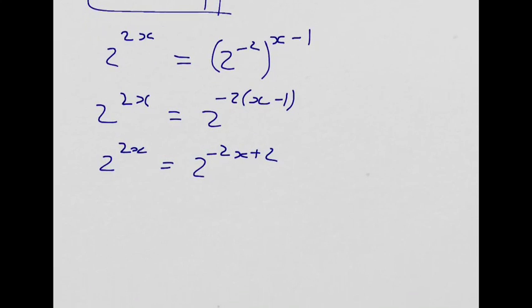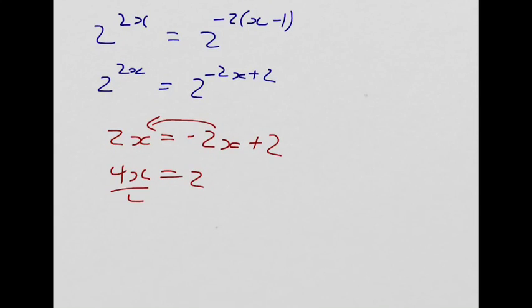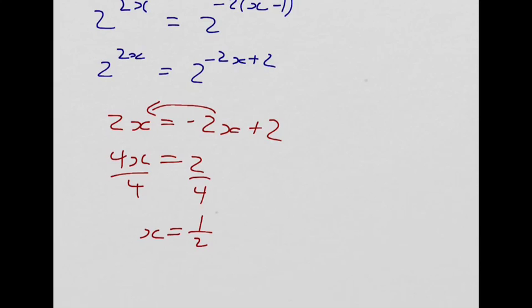And now my bases are the same, my exponents are the same. You tell me the value of x. Okay, so 2x equals negative 2x plus 2. Bringing this over gives me 4x equals 2. Dividing both sides by 4, after I reduce, I get a half. Okay? So you see how this method works, right? Make the bases the same, equate the exponents, you're good to go.